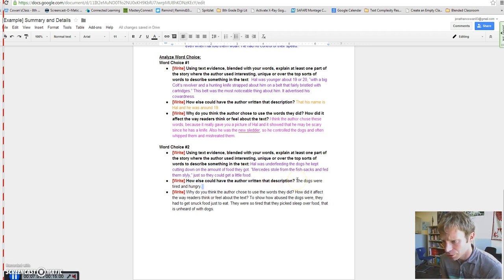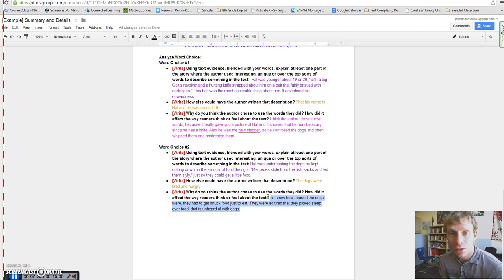So it says, how else could the author have written that description? They could have just written, the dogs were tired and hungry. Yes, they could have. But why do you think they chose to write it the way they did? According to this person, they chose to show how abused the dogs were. They had to get snuck food just to eat. They were so tired that they picked sleep over food. This is unheard of with dogs.